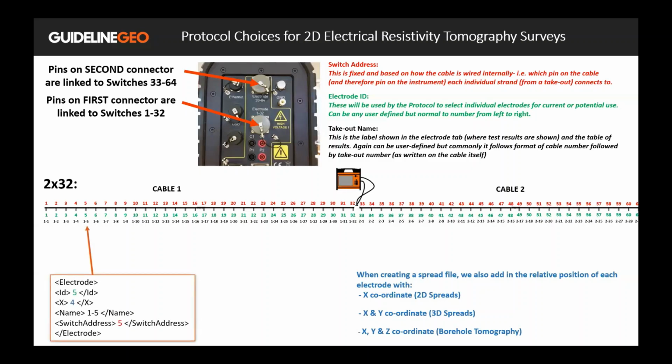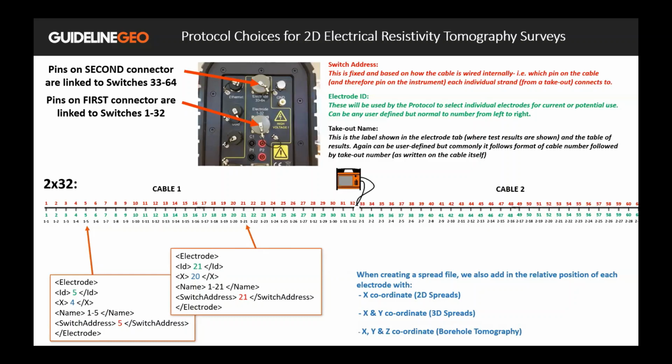And now looking at how a particular electrode is defined within the spread file. For example, for the 5th electrode along the spread, there'll be an ID value. For the 5th electrode, this will be a 5. And it'll have an X location of 4, since we have one electrode at 0. And then we have the name, which is 1-5, so cable 1, electrode 5. And then we have the switch address, which is 5.